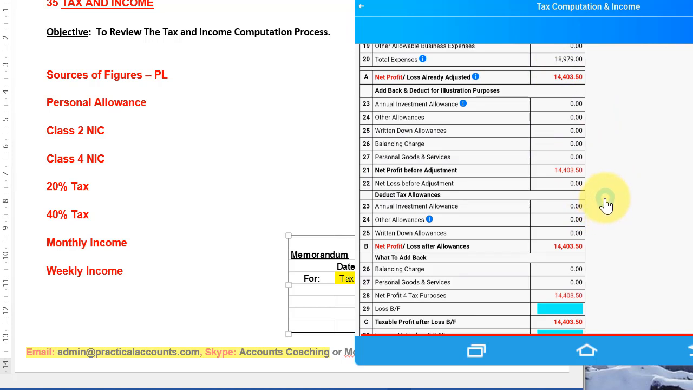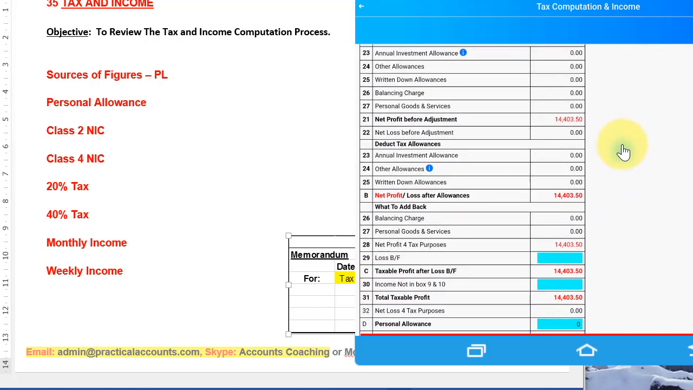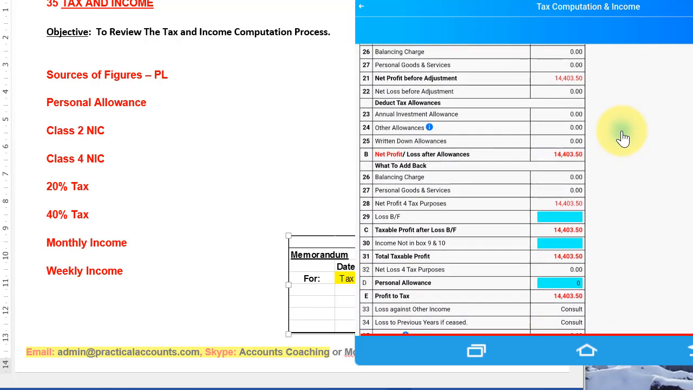Now we come to annual investment allowance. Now these ones are to reverse because this one is already adjusted. But for illustration purposes, we have to reverse the adjustment that was done in there, and then we show how it should be done from the training perspective and practical perspective if it's not automated. Now, well, that is the net profit before adjustment. Okay, if it's a net loss, it should be in the box below there.